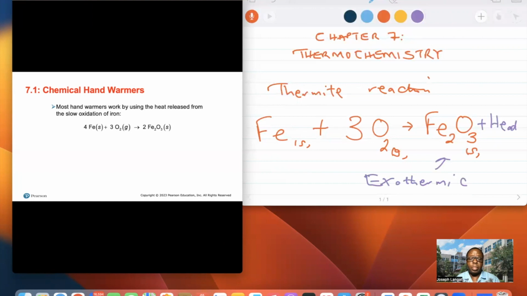You see the importance now of studying thermochemistry, right? Because how did they end up knowing that this chemical reaction will release heat? By taking advantage of thermochemistry, they can predict the product. And one of the products here is heat being released. Read more on chemical hand warmers in section 7.1 in the text. All right, the reaction is exothermic.